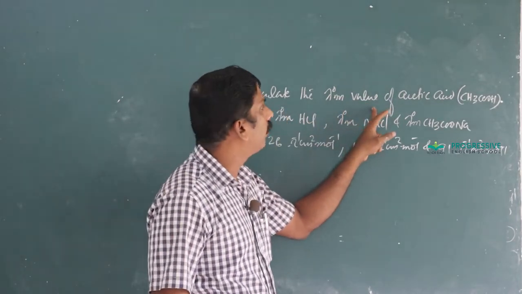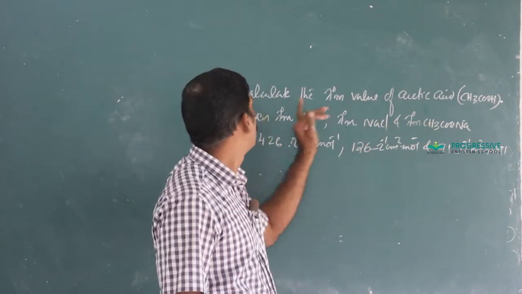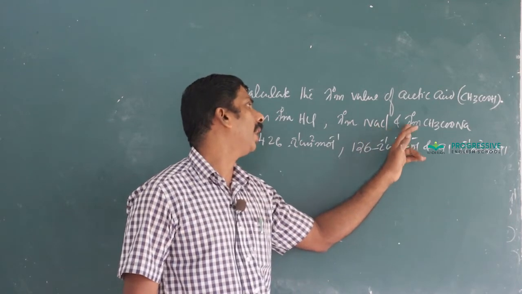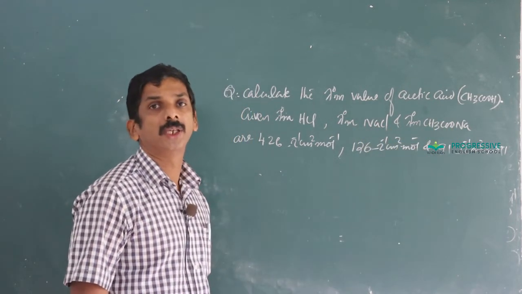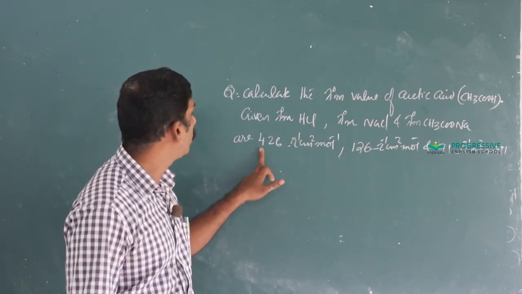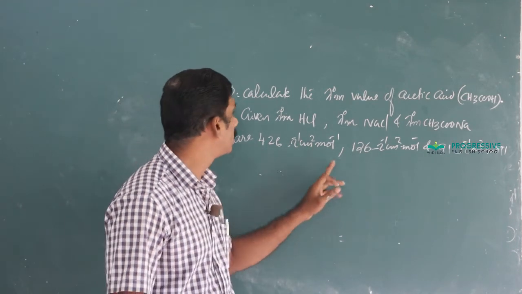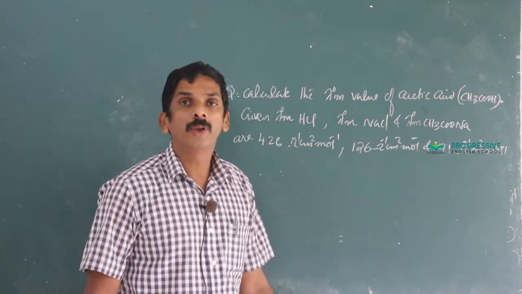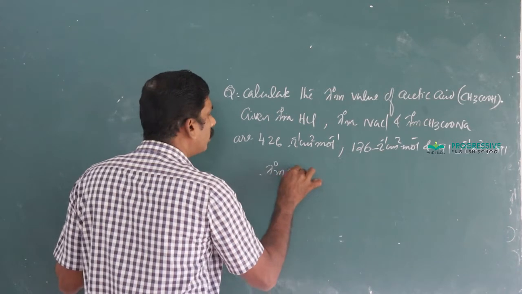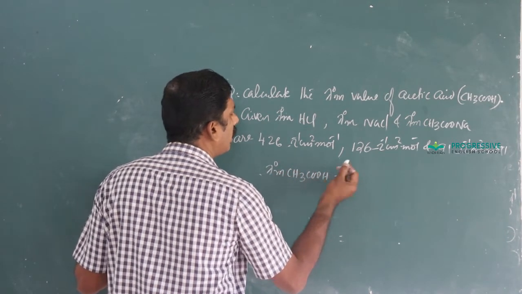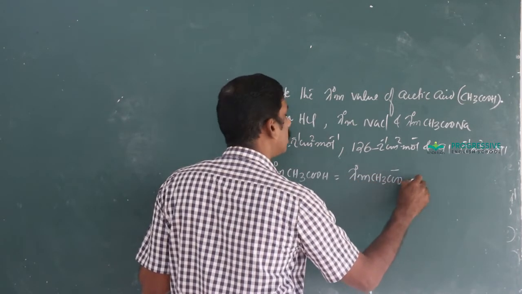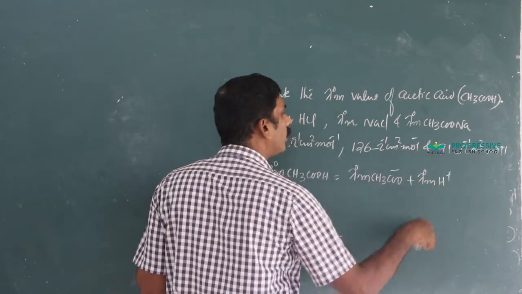Calculate the lambda 0m value of ethanoic acid or acetic acid, given lambda 0m HCl, lambda 0m NaCl, and lambda 0m CH3COONa, sodium ethanoate or sodium acetate, are 426, 126 and 91 ohm inverse centimeter square mole inverse. That is, we have to calculate lambda 0m of ethanoic acid CH3COOH, equal to lambda 0m CH3COO minus plus lambda 0m H plus.